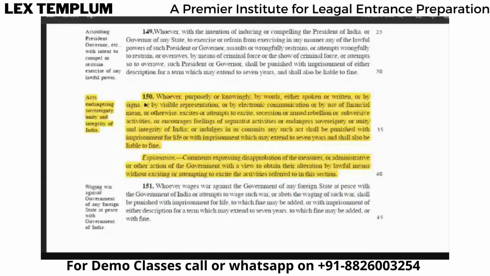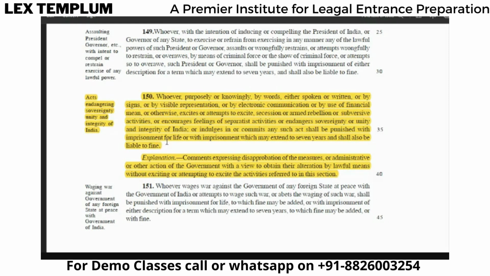See, section 150, read करो. Whoever purposely or knowingly, by words, either spoken or written, or by signs or visible representation, or by electronic communication, or by use of financial means, or otherwise excites or attempts to excite secession or armed rebellion or subversive activities, or encourages feelings of separatist activities, or endangers the sovereignty or unity and integrity of India, or indulges in or commits any such act shall be punishable with imprisonment for life or imprisonment which may extend to 7 years and shall also be liable to fine. यहाँ तक तो 124A के exact same words use हो रहे हैं, similar words.